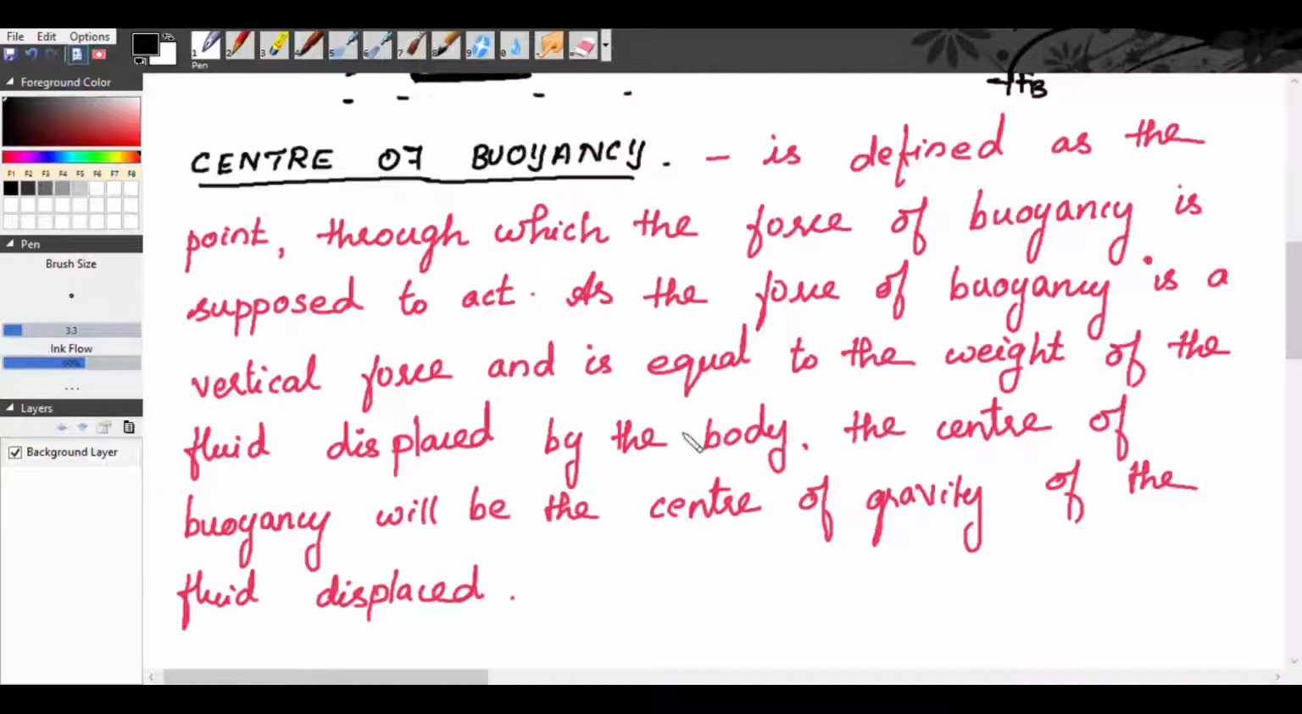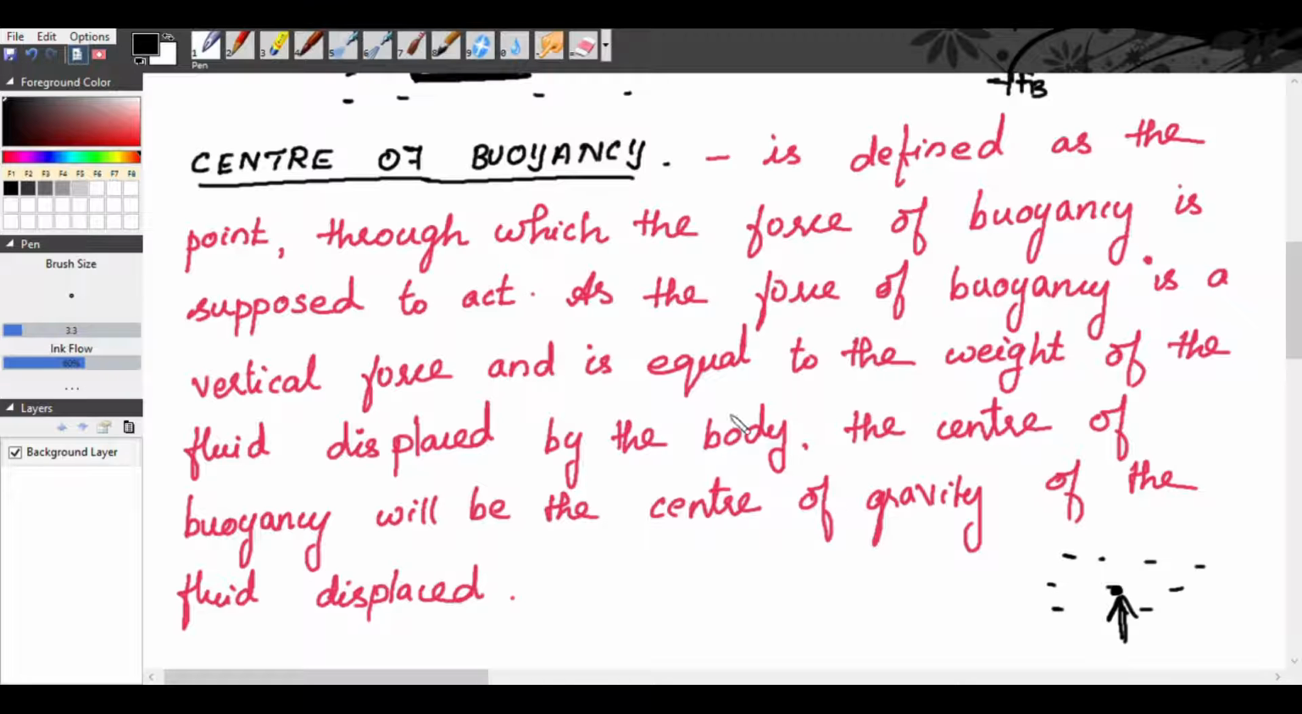Center of buoyancy is defined as the point. It is a point like center of gravity. We all know what is center of gravity, where the whole area or mass acts, center of mass or center of gravity. In the same way, here we have center of buoyancy. It is defined as the point through which the force of buoyancy is supposed to act. This buoyancy force acts upwards.